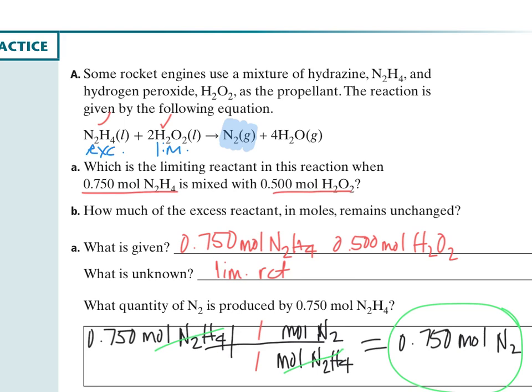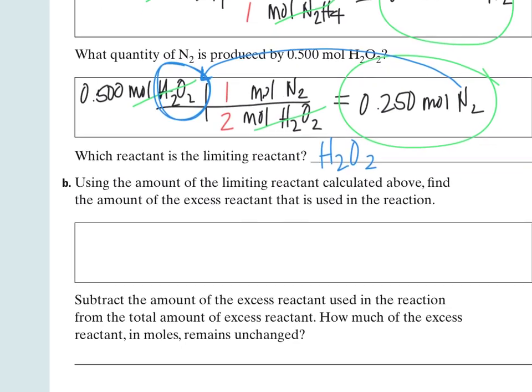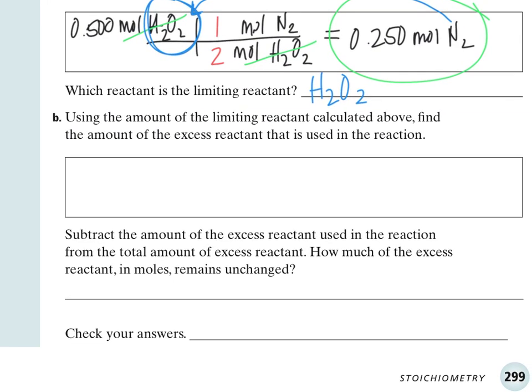So, when we look at that, we're identifying that H2O2, when it is used, it's gone. So if it's gone, that means now I want to figure out how much of that is left over. Do we agree with that? So now let's go to the process that we have to finish up with. It says, using the amount of limiting reactant calculated above, find the amount of excess reactant that is used in the reaction.